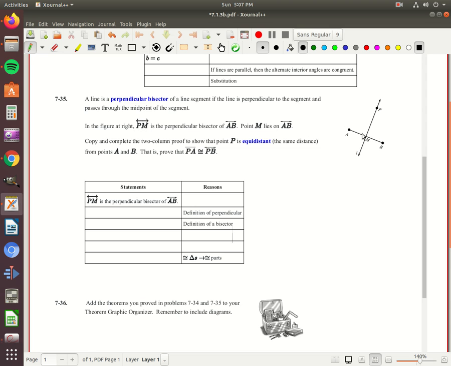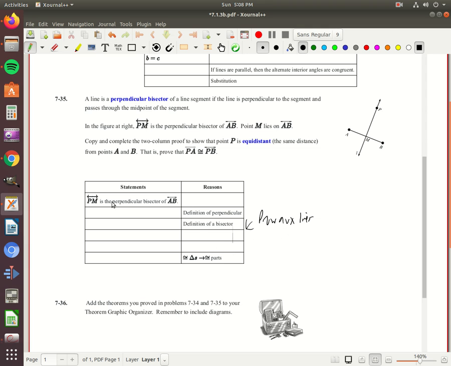Point M lies on AB. It says copy and complete the 2-column proof to show that P is equidistant, the same distance, from A and B. That is, prove PA is congruent to PB. One thing I would say here is I feel like this proof could use another step where you draw auxiliary lines. So hopefully you pause the video and try that. But again, I think right after the third step, I would draw auxiliary lines and then see how you end up at that point.